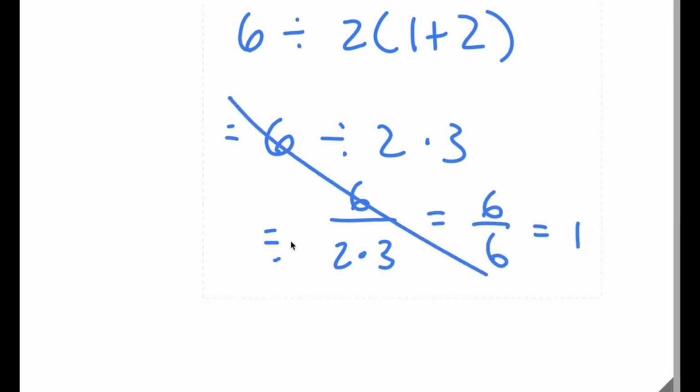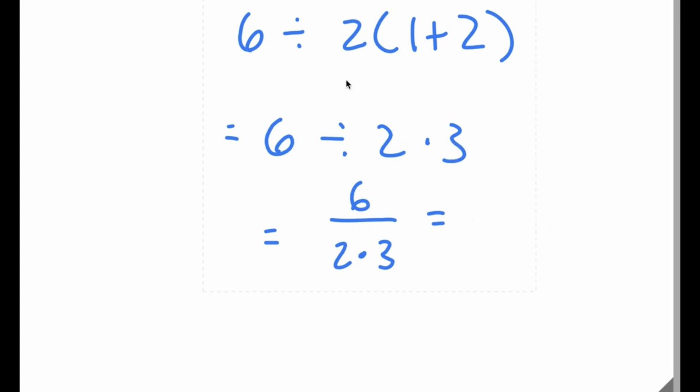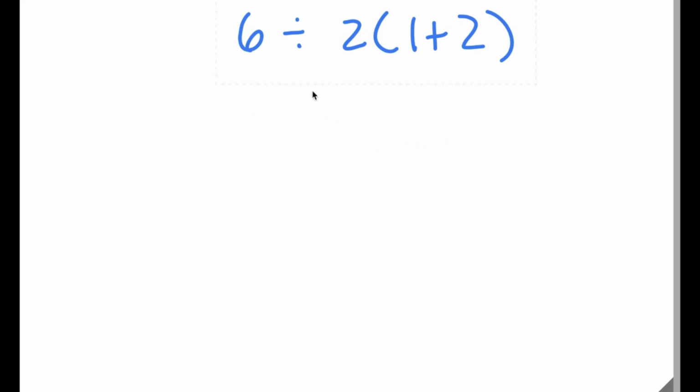And this is actually the wrong method, because as we know, between multiplication and division, we do whichever one comes first. So in this case, division comes first, so we would do that before the multiplication. So that's how you solve this problem.